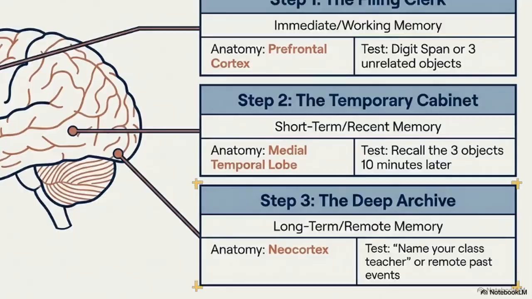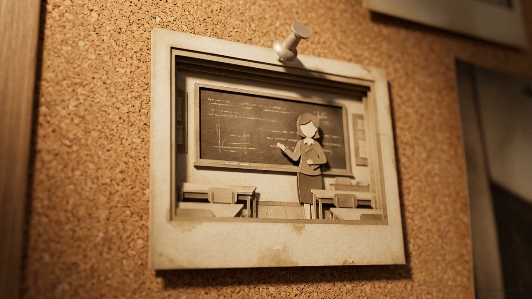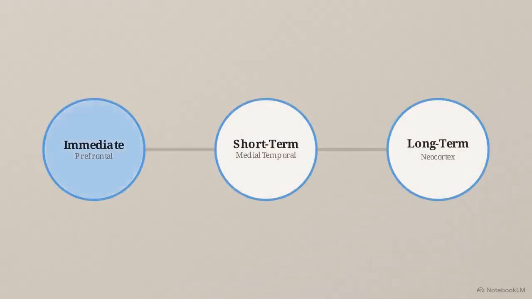Step 3 is long-term or remote memory. This utilizes the neocortex as the deep archive. Testing this final stage involves retrieving established past events, such as naming a current class teacher. Separating these recall tests allows the clinician to pinpoint exactly where the breakdown occurs along the memory pathway.